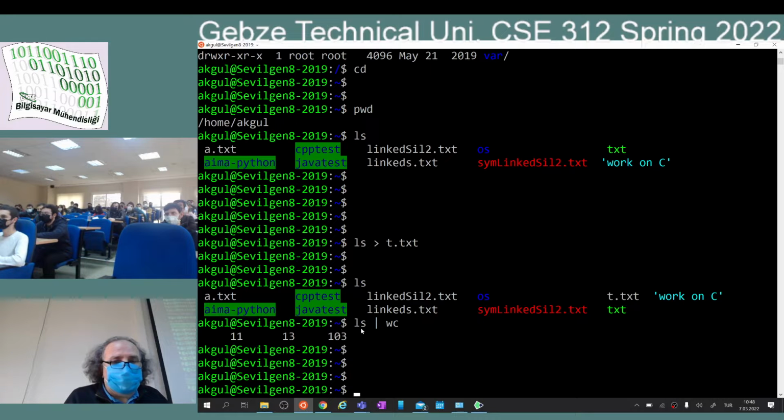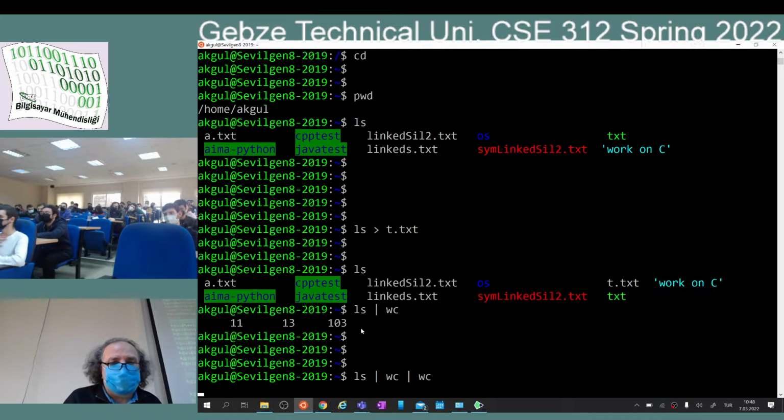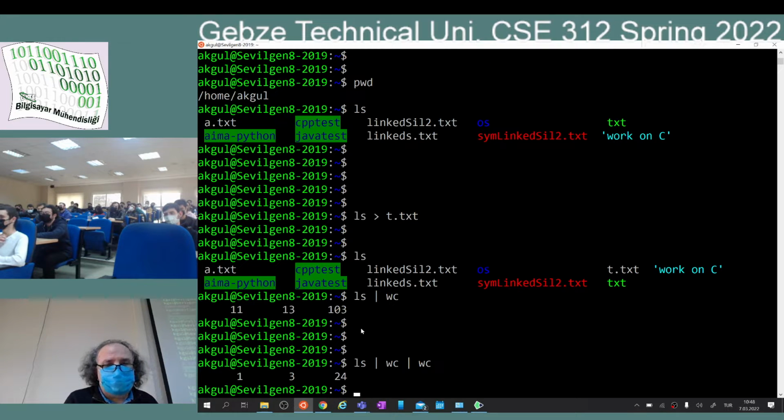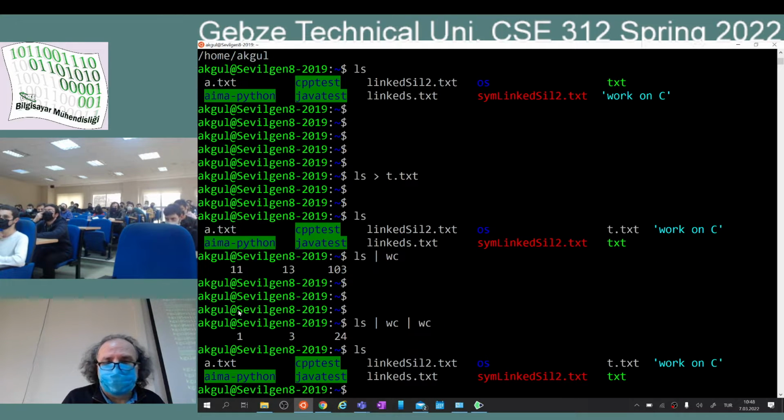And I can do this any way I like. I can maybe say wc again. Okay, so this time you have 3 words, 1 line, and 24 characters. So you understand, I have 3 words, 1, 2, 3, just 1 line, and the total is 24 characters. Previously, this ls obviously had 1, 2, 3, 4, 5. Okay, it has 11 lines.